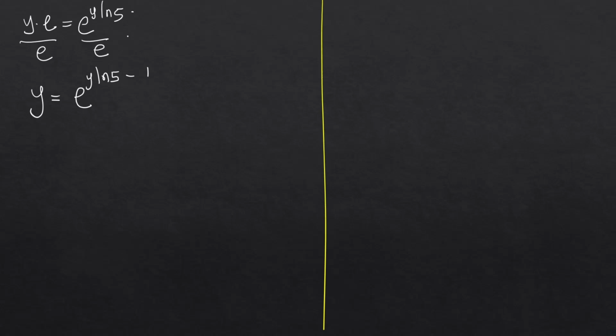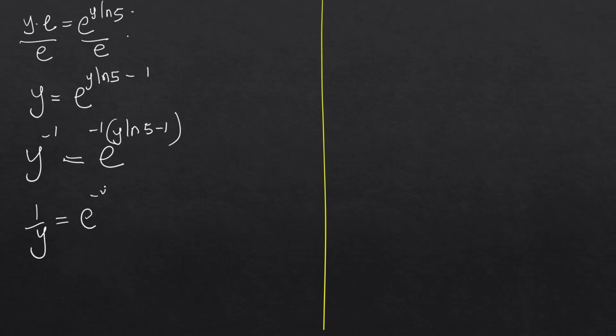So in order to tidy up things, I'm going to raise all of them to power of minus 1. It's the same thing. So I will say y raised to power minus 1, which is equal to e raised to power y ln 5 minus 1, all raised to power minus 1. So raising both of them to minus 1, simple. So this is going to be 1 over y, which is the same thing as saying e raised to power minus y ln 5 plus 1.